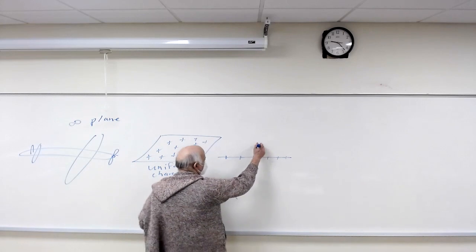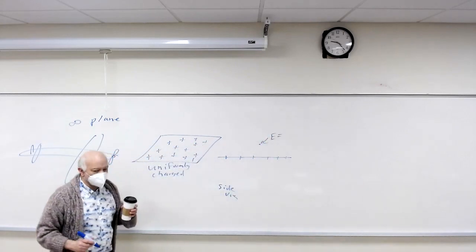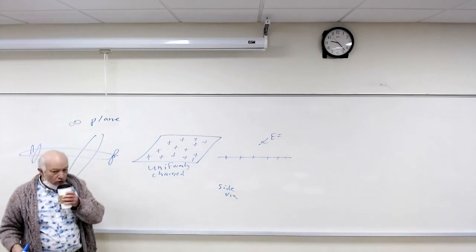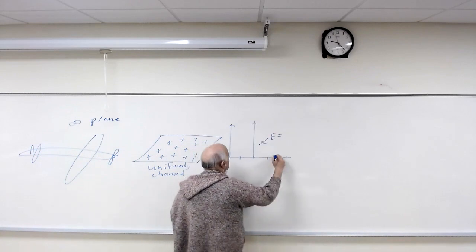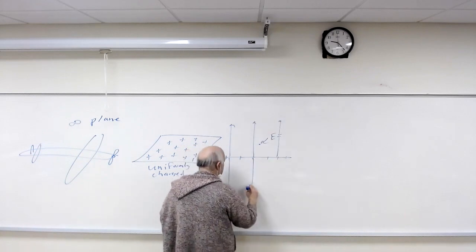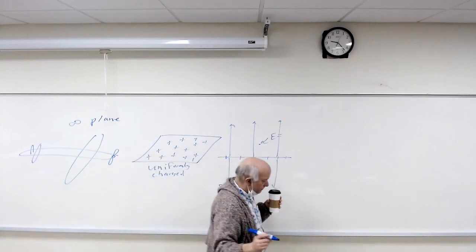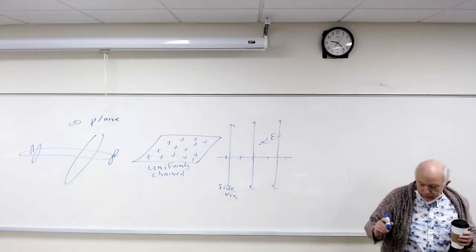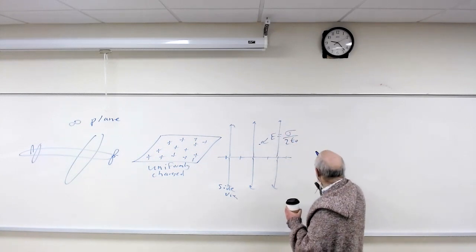Now, we want to find the electric field here. We found out something odd. What did we find out about the electric field there? It's perpendicular to the plane, all of it. So it's perpendicular, it goes down like this. It ends up being a constant there. Remember what it is? Sigma over 2 epsilon naught.